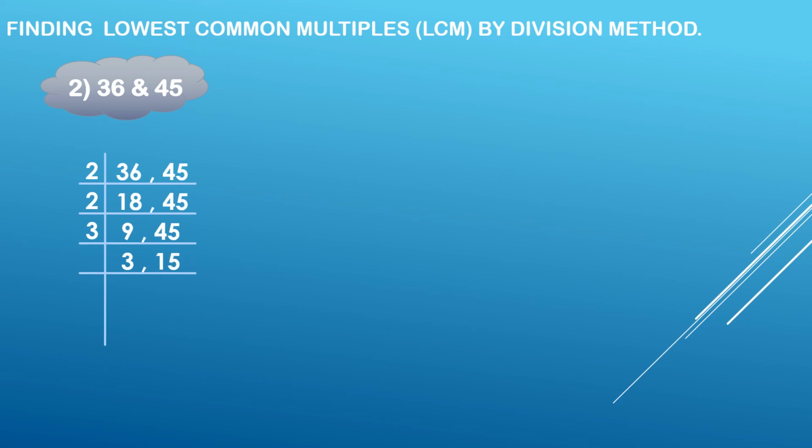Again, 3 and 15 both are odd numbers. And both are divisible by the odd prime number 3. So write 3 to the left of 3 and 15. If we divide 3 by 3, we get 1. And if we divide 15 by 3, we get 5. Now only 5 is left. So divide 5 by the next prime number 5. So write 5 to the left of 1 and 5. If we divide 5 by 5, we get 1. And if we get 1, that means we are done with our factoring.